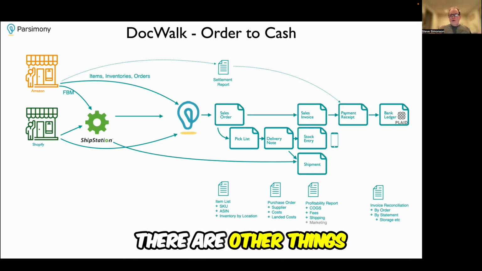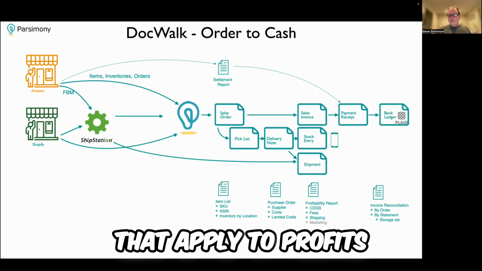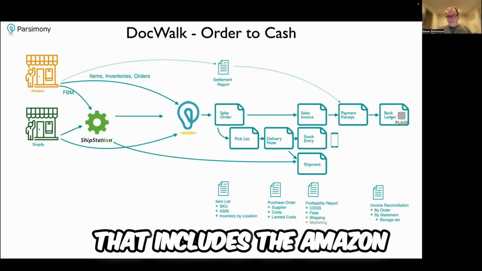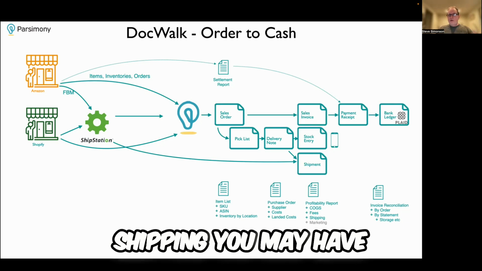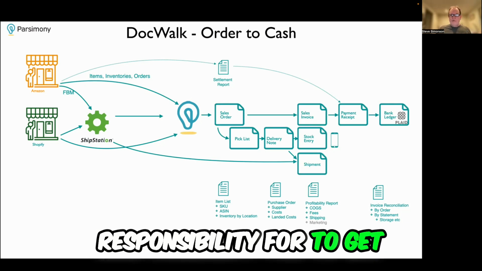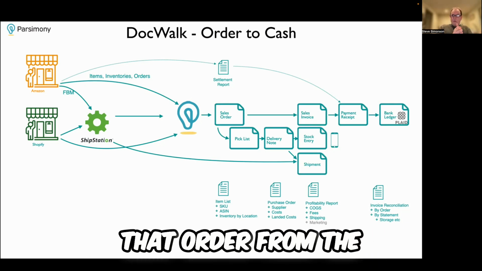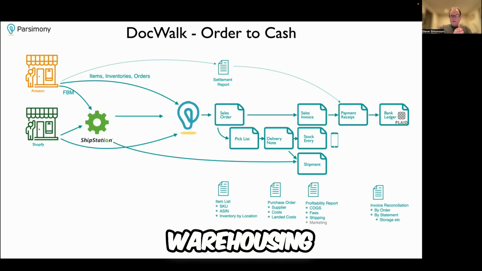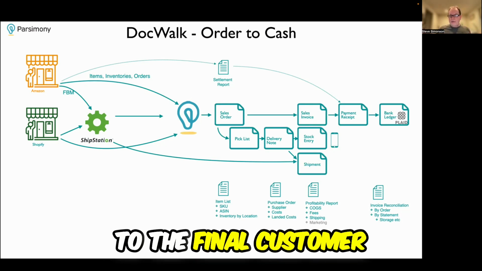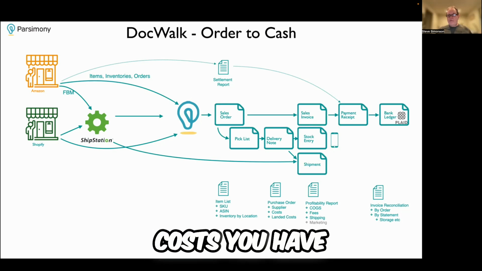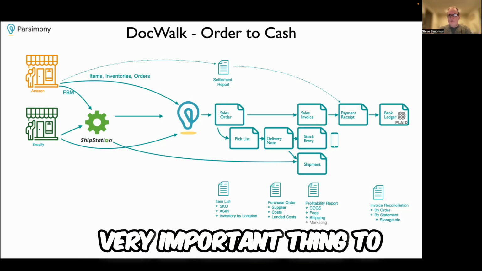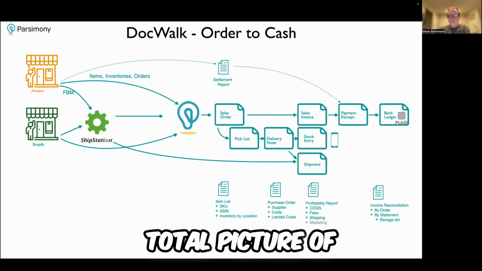Finally, there are other things that apply to profits. That includes the Amazon commissions and fees. That includes whatever relevant shipping you may have responsibility for to get that order from the point of sale, warehousing, what have you, to the final customer. And really, it incorporates whatever marketing costs you have. And this is a very important thing to try to have a total picture of.